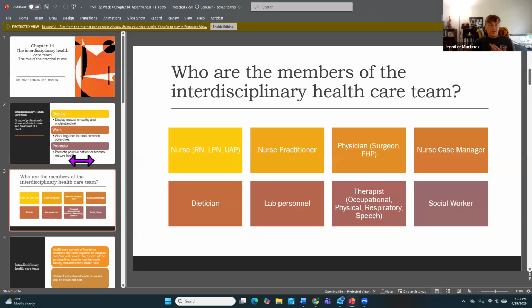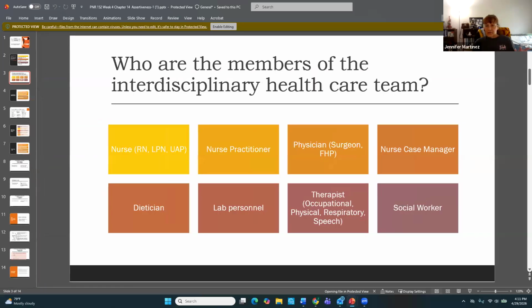And so obviously everybody needs to display mutual empathy and understanding, and work together to meet the common objectives. And the goal, of course, is to promote positive patient outcomes with an attempt to restore health or at least get them back to as close to a previous level of function as they were at. So I will share my screen. So when we look at the members of an interdisciplinary healthcare team, obviously we know nursing is going to be a big part of that, right?